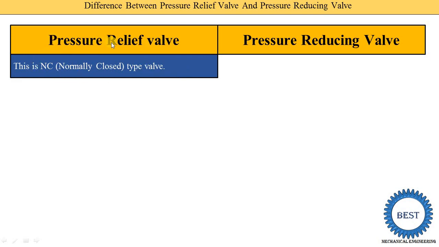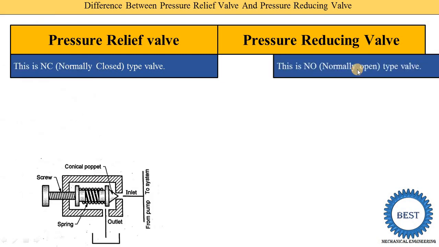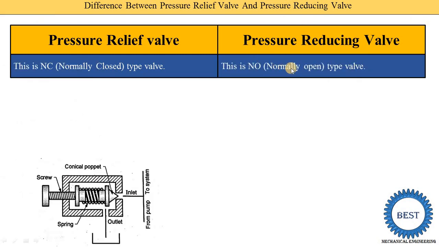From the name you can understand that the relief valve is used to reduce the pressure, and the oil is directly supplied to the tank. Means when the pressure is increased, at that time we need to open this valve. That's why they are normally closed type valves. A pressure reducing valve also reduces pressure, but its function is to reduce the pressure of the supply oil or compressed air, and then it is supplied to the system. These are the normally open type valves.